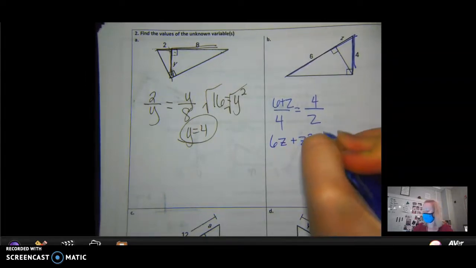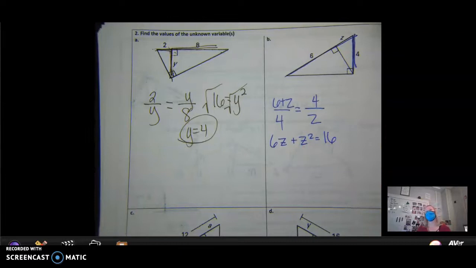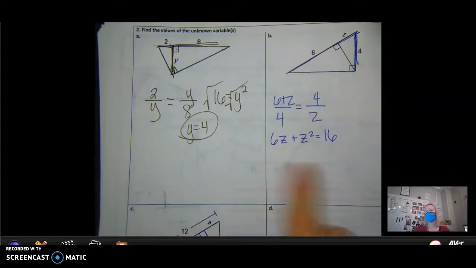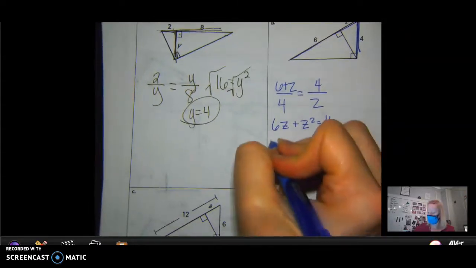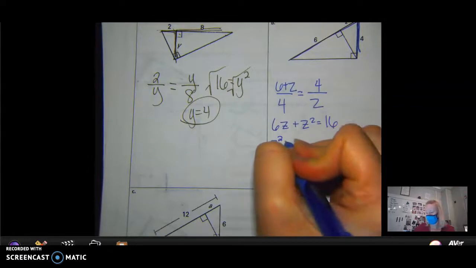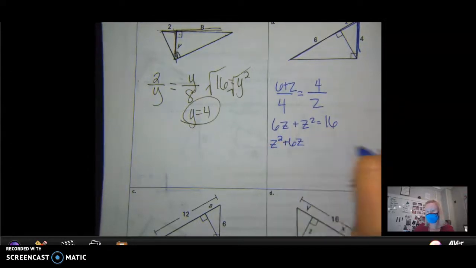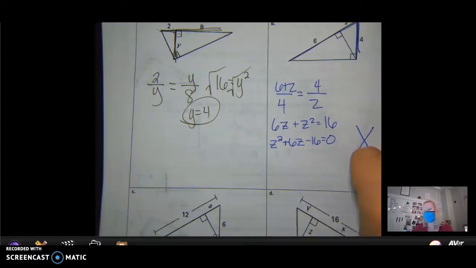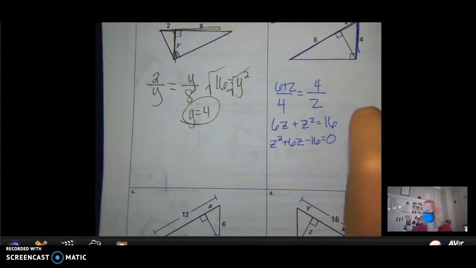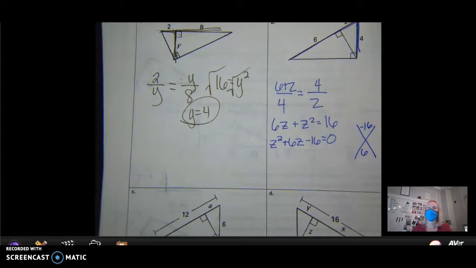Equals 16. What I need to do is get everything to one side together, right? So I'm going to have to move the 16 over, but I need to write it in the correct order. So which term comes first? Z squared then, plus 6z then, equals 0. Now I'm going to factor this. When I multiply, I want negative 16. When I add, I want 6. What two numbers multiply to negative 16 but add to 6?